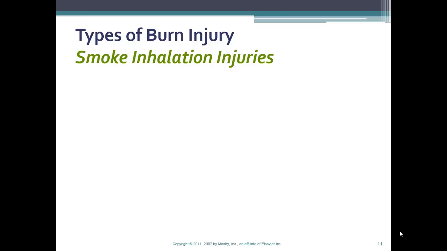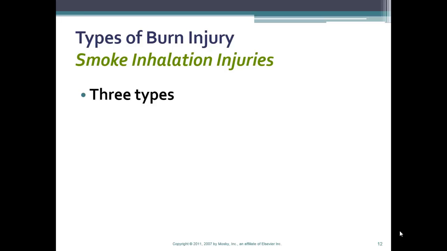Smoke inhalation injuries result from inhalation of really hot air or chemicals. It causes damage to the respiratory tract, and this really is an emergency because this can cause mortality quickly. There's three types of smoke inhalation injuries: carbon monoxide poisoning, inhalation injury above the glottis, and below the glottis.